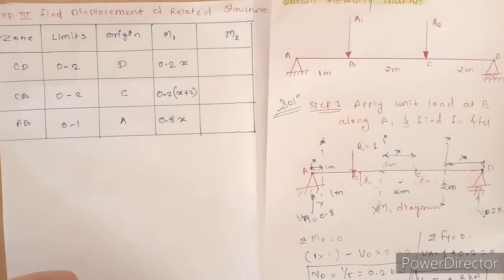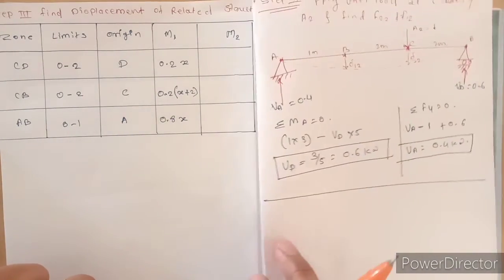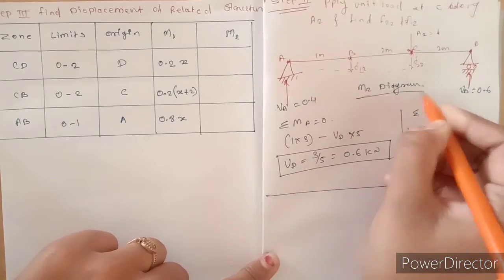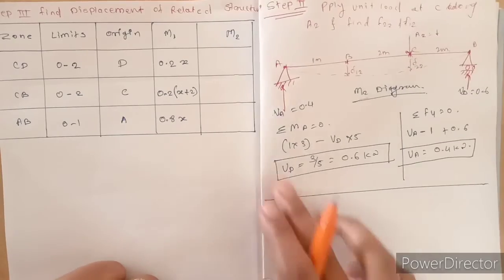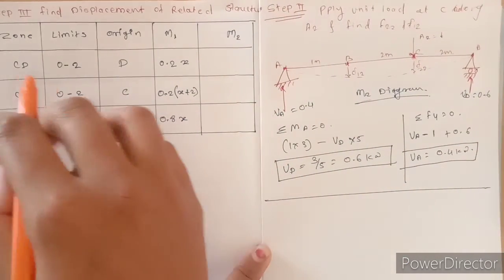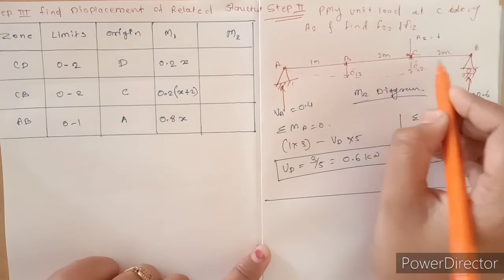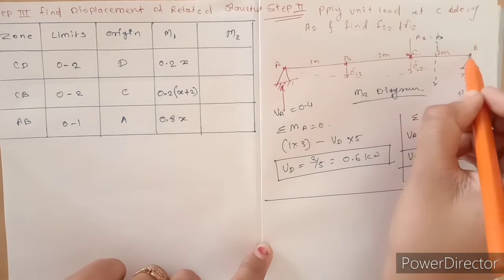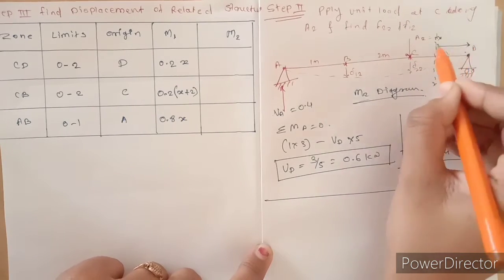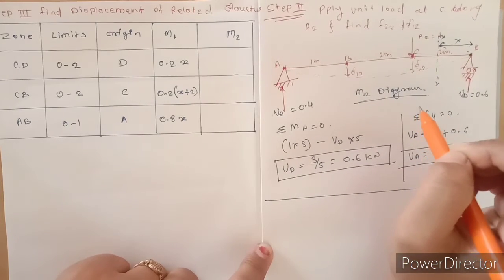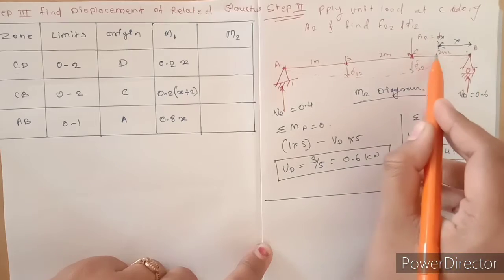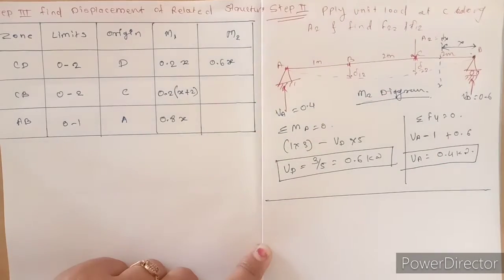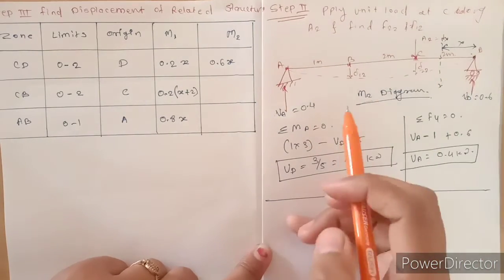Similarly for M2, so you can see here in M2 diagram, this is our M2 diagram. Same process is there. So in M2 diagram, first we take CD zone. Over this CD zone we take x axis, then our origin is D. So from D point to axis distance is x meter. So movement is this 0.6 into total distance is 6 meter. So here 0.6 into x. So here distance is x meter.